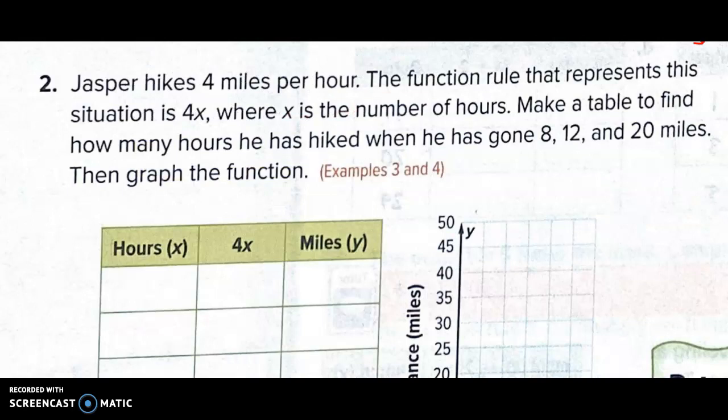So this question reads, Jasper hikes 4 miles per hour. The function rule that represents the situation is 4x, where x is the number of hours. So it's 4 being multiplied by the number of hours. Make a table, we have our table here, to find how many hours he has hiked when he has gone 8, 12, and 20 miles. And then we are going to graph it on this graph over here.